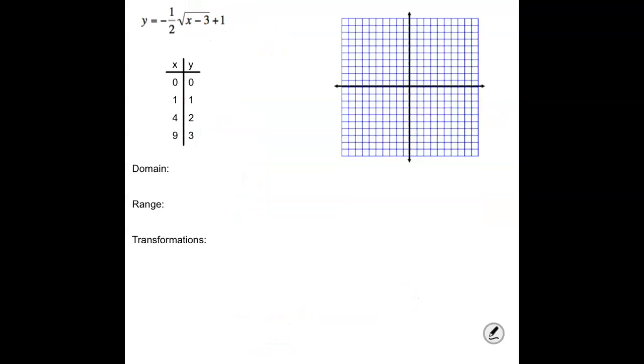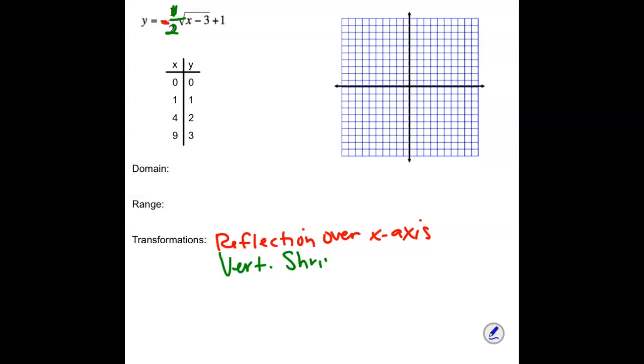All right, let's look at one more. This one has a negative in front, which means we have done a reflection. That negative sign is going to cause a reflection over the x-axis. The 1/2 is going to cause a vertical shrink by a factor of 1/2. All my y values are going to be cut in half.